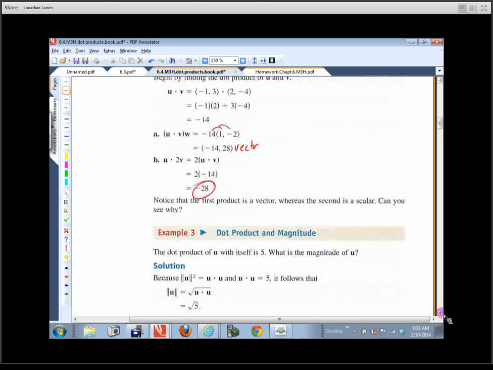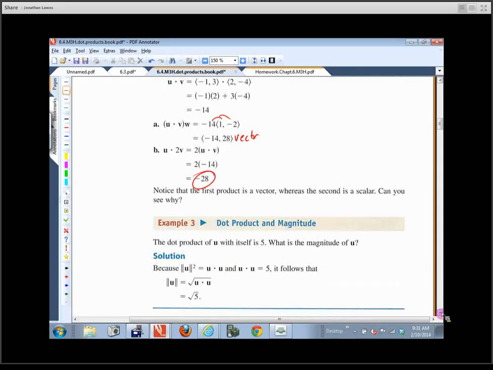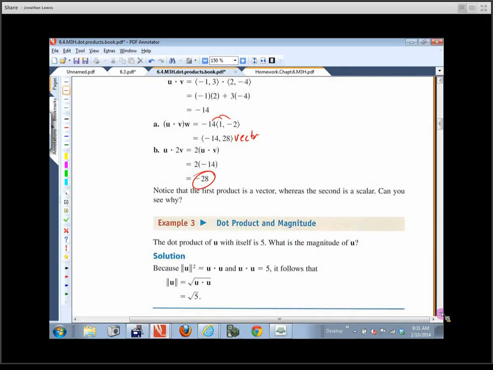Okay. So the next one, I want you to read this one right here, and I want you to think about why that's true. You've got the properties on that same page. It's right at the top in that gray box. So it says the dot product of u with itself is 5. What is the magnitude of that original vector u? And it says it's radical 5. So why is that again?